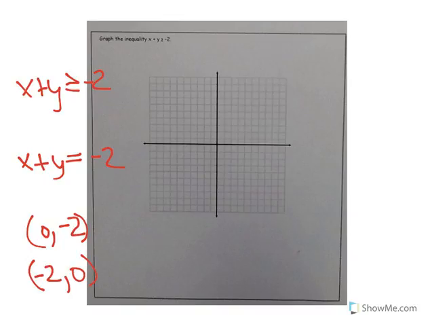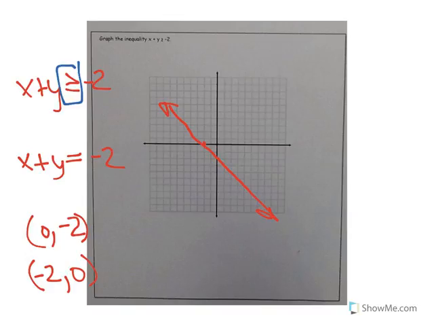So -2, 0, that's going to be right there. And 0, -2 is going to be right there. So all I would do is try and connect the dots nice and neatly, but I may not do it great. It's going to be a filled in line because it has this type of symbol.